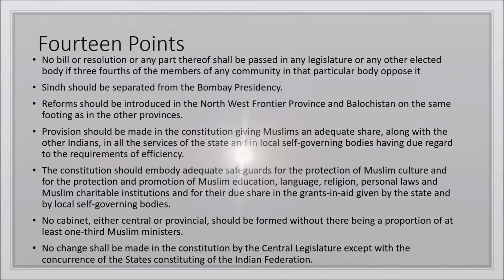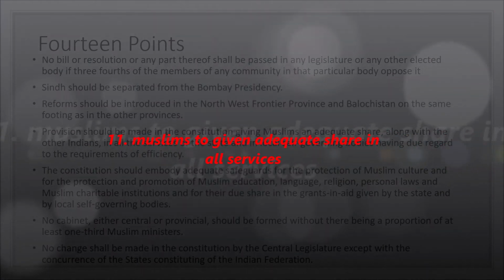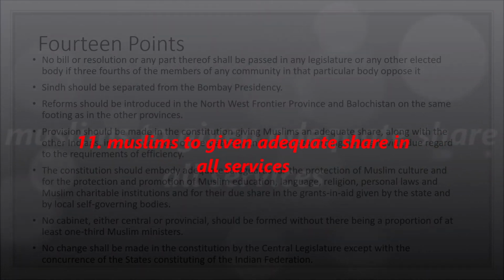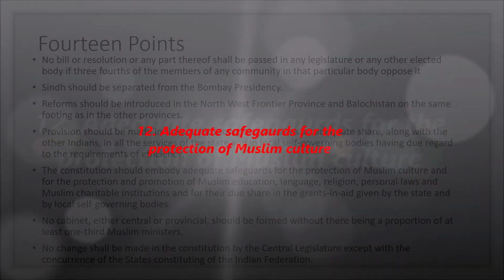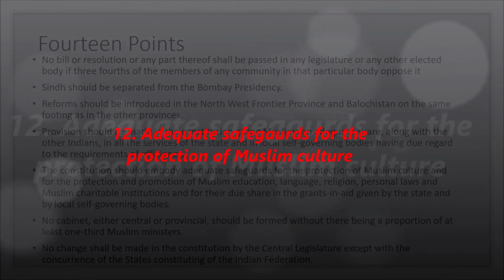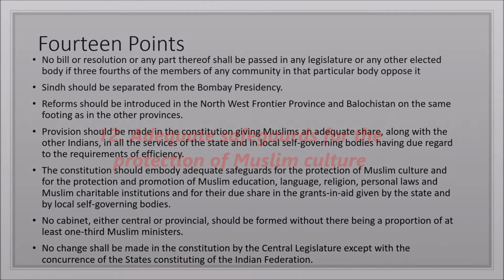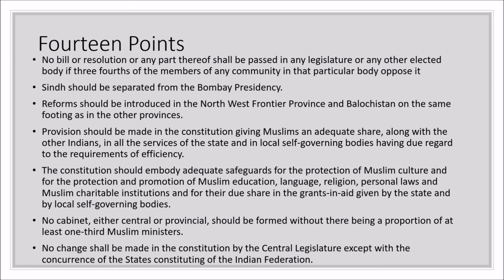Number 11 was that provision should be made in the constitution giving Muslims an adequate share along with the other Indians in all the services of the state and in local self-governing bodies. Number 12 was that the constitution should embody adequate safeguards for the protection of Muslim culture and for the protection and promotion of Muslim education, language, religion, personal laws and Muslim charitable institutions, and for their due share in the grants and aid given by the state and by the local self-governing bodies.